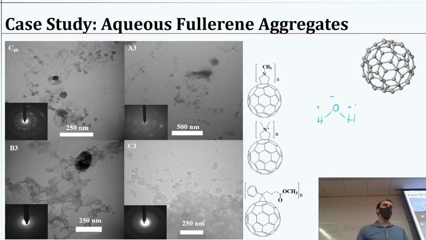So water is going to want to interact with something that also has some polarization. You might see the words apolar or polar when you're talking about solvents or materials. Fullerenes don't interact very well with water because they're very apolar. It's essentially a bunch of benzene and pentene rings, no hydrogens, just all carbon.